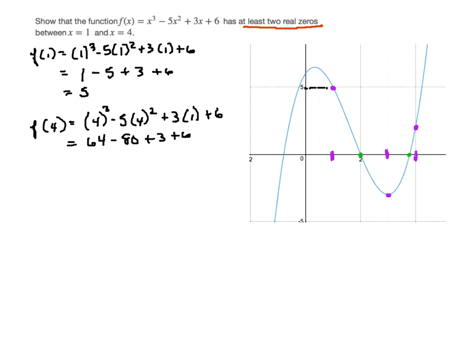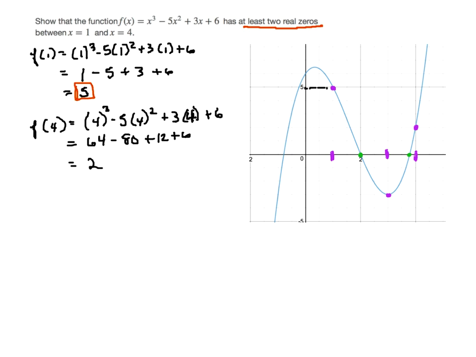Oops. I have done my math incorrectly. What have I made a mistake with? Four cubed is 64. Four squared, 16 times 5. Yes. Oh, I plugged in 1 there. Goodness. That should be a 4, which makes that 12. Okay, now. 64 minus 80 plus 12 plus 6. Okay, that gives me an output value of 2.